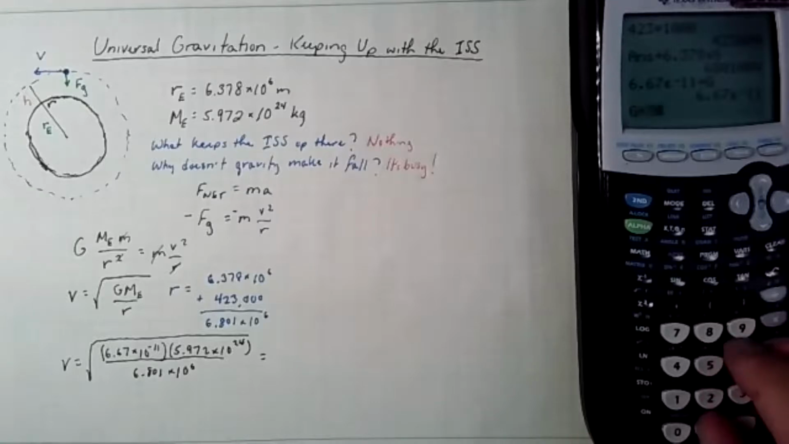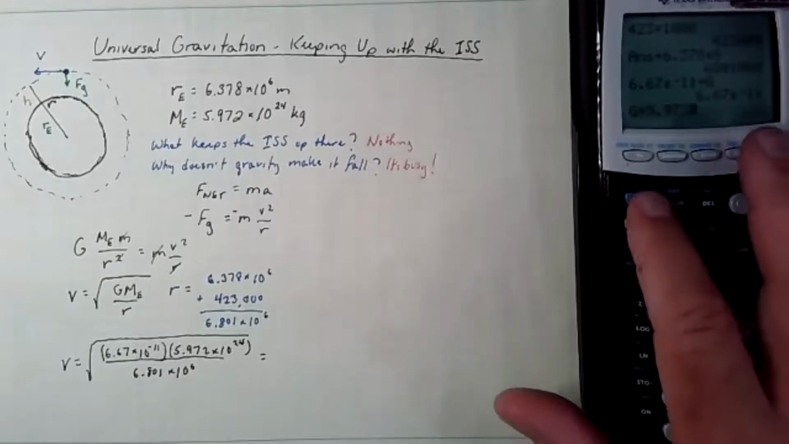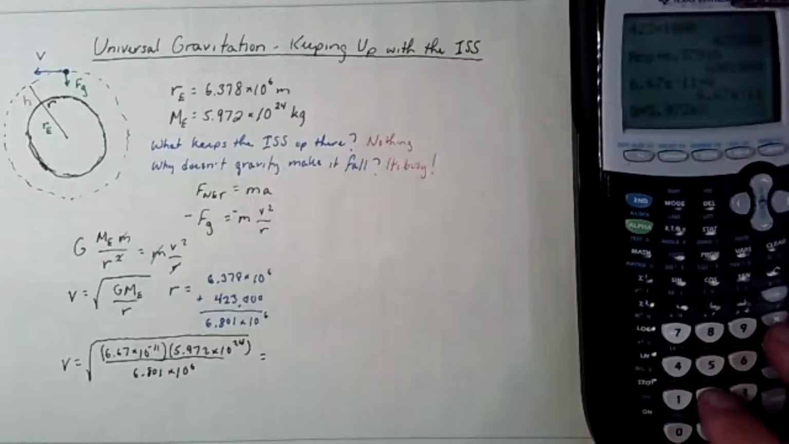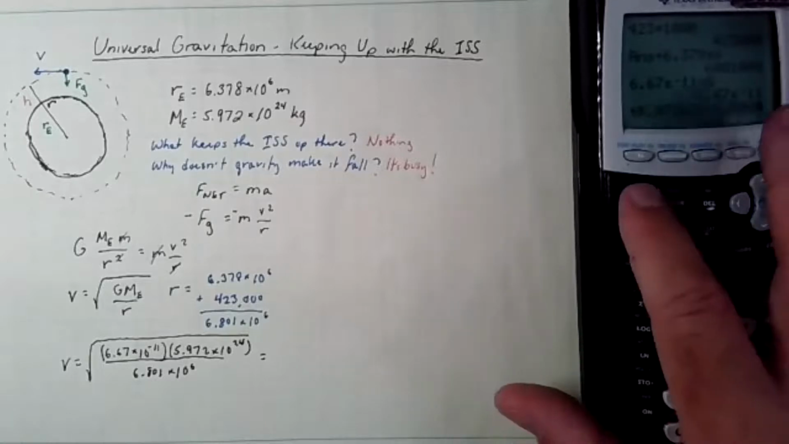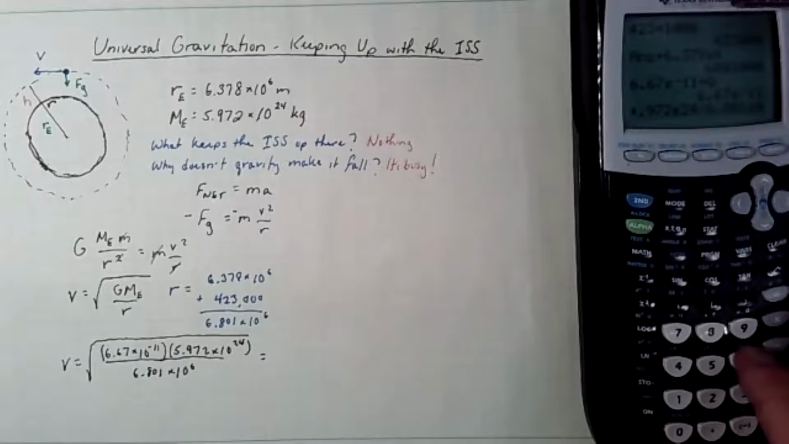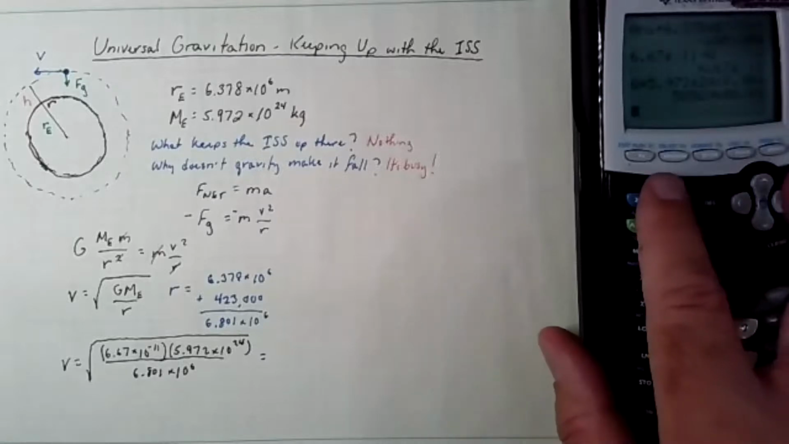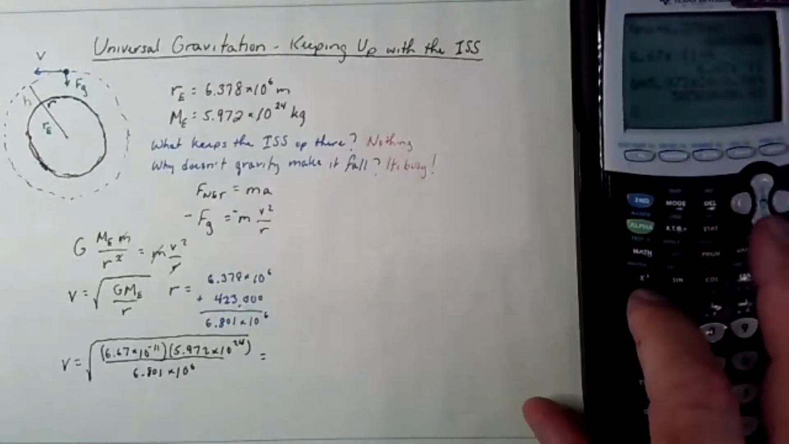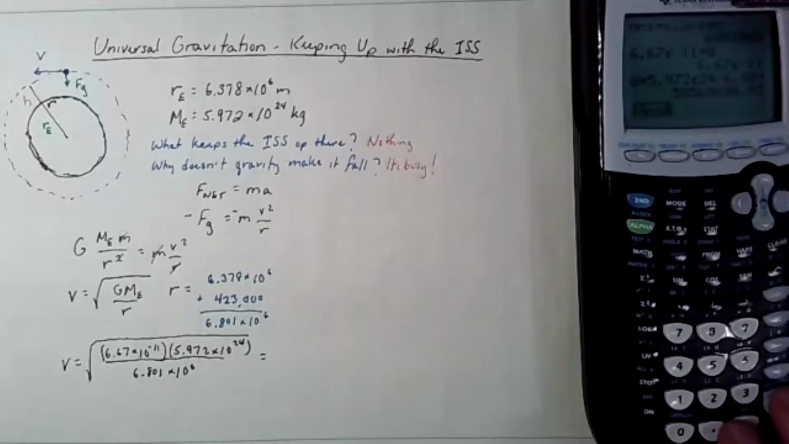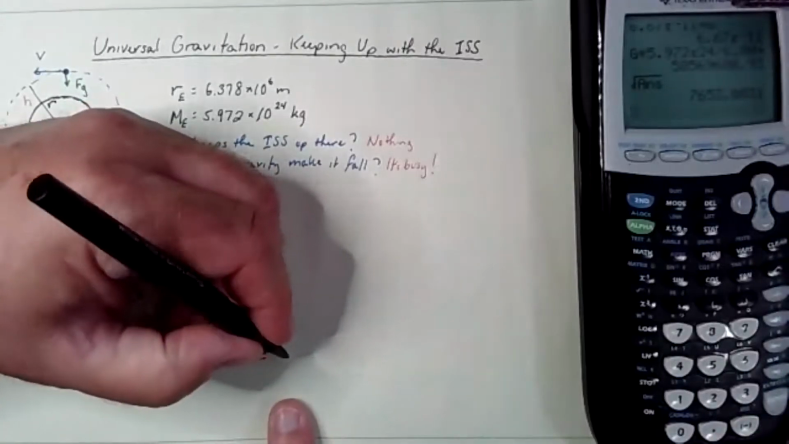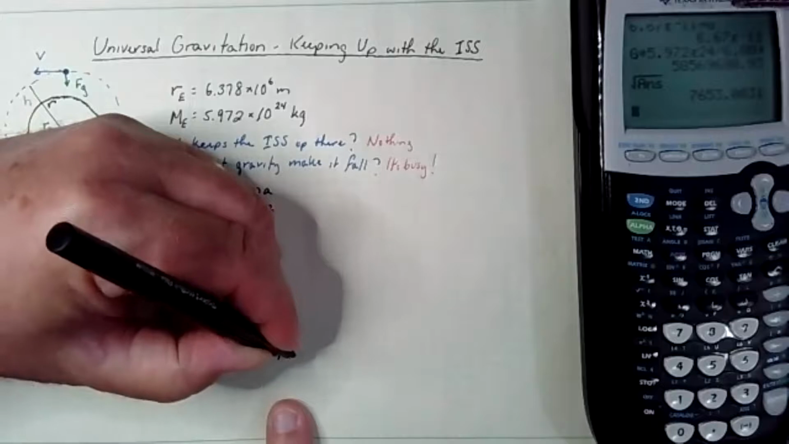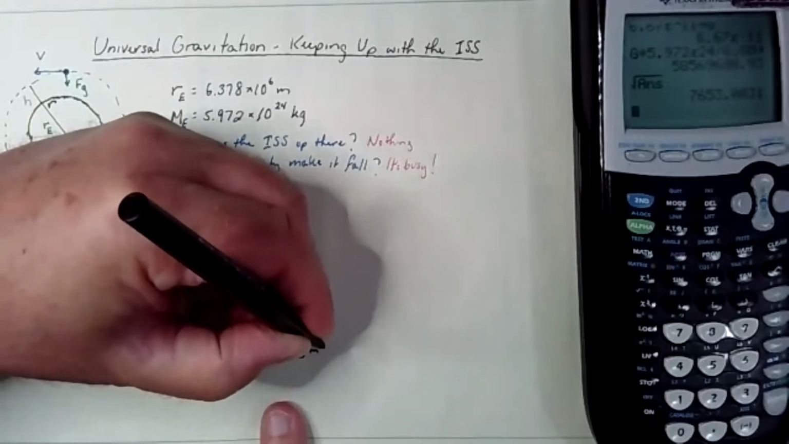So times 5.972 EE24 divided by 6.801 EE6. Okay, so that's what's underneath the radical. So now I'll take the square root. Okay, so 7,653, and that's in meters per second.